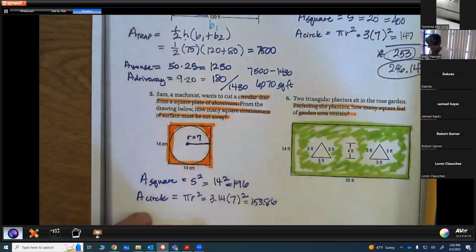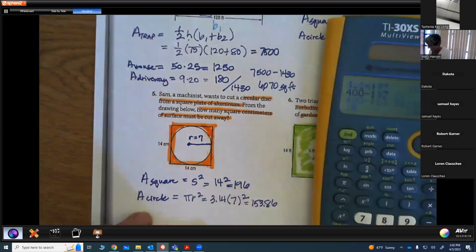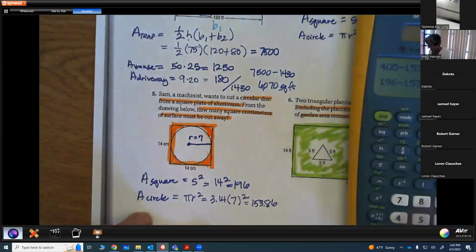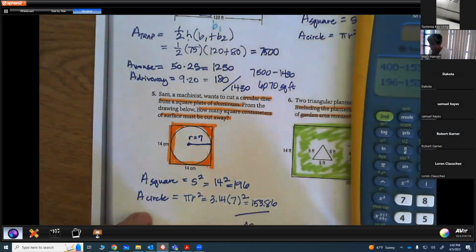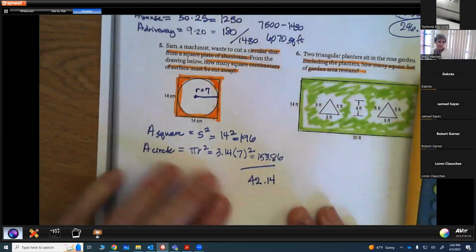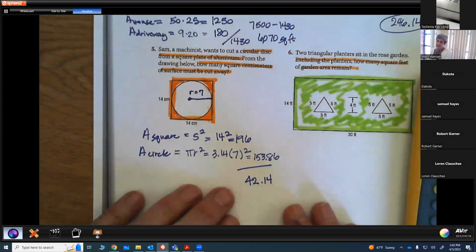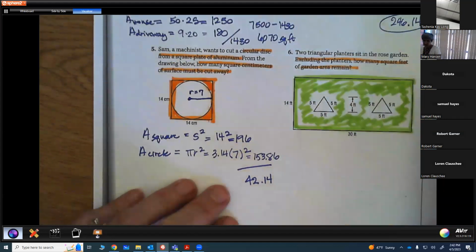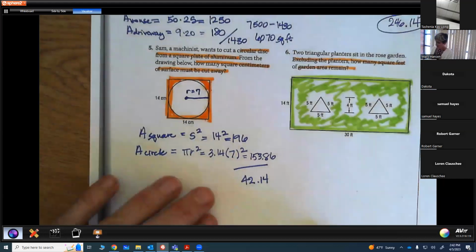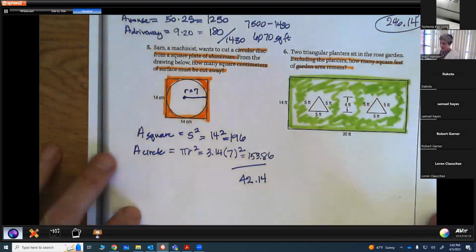And so 196, take away 153.86. I get a value of 42.14. I need to learn how to look at the words better. The estimate. I sometimes when I read, Robert, I read right over those approximate and estimate words too. So you're not alone in that. I tend to do the same thing.